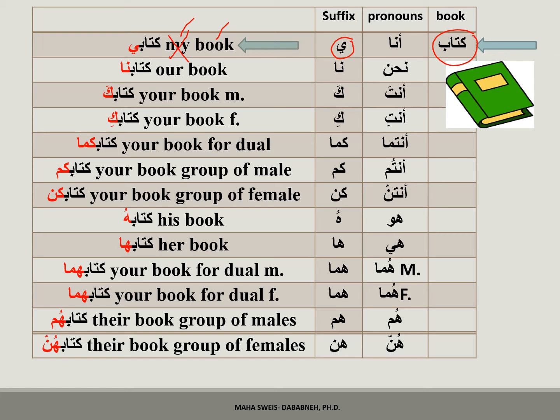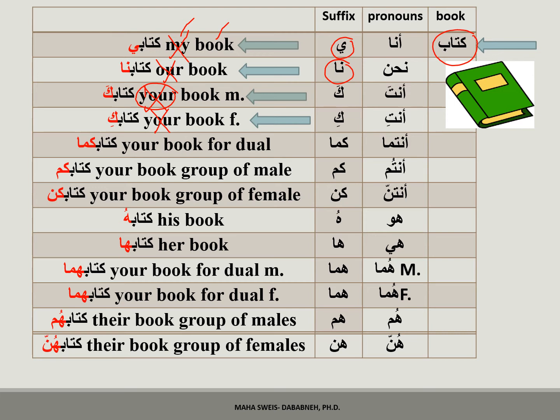Let's move on to the other pronoun. نحن. For نحن we say كتابنا. Kitab is the noun and we suffix nun alif to the noun. So instead of our, we suffix nun alif. كتابنا. For أنت, we say كتابك. Instead of the pronoun أنت, your book, we suffix كاف فتحة. And the same for أنت, you suffix كاف كسرة.